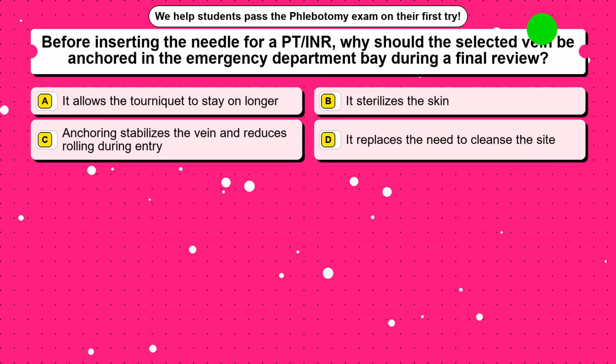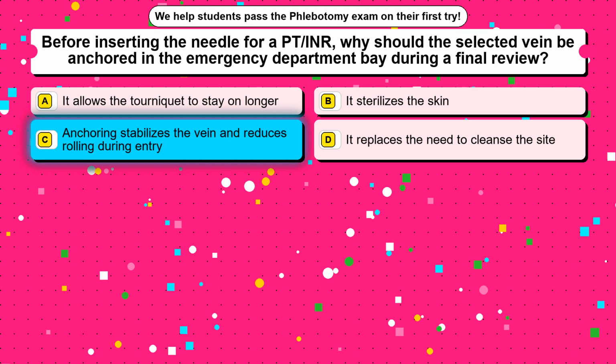Question 7. Before inserting the needle for a PT/INR, why should the selected vein be anchored in the emergency department bay during a final review? Option A. It allows the tourniquet to stay on longer. Option B. It sterilizes the skin. Option C. Anchoring stabilizes the vein and reduces rolling during entry. Option D. It replaces the need to cleanse the site.